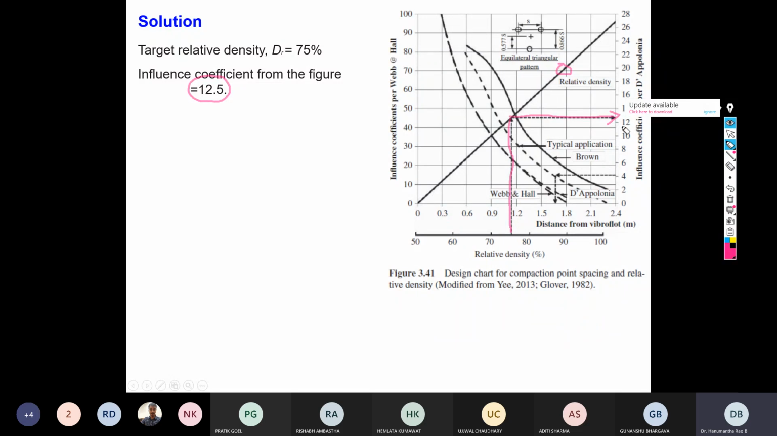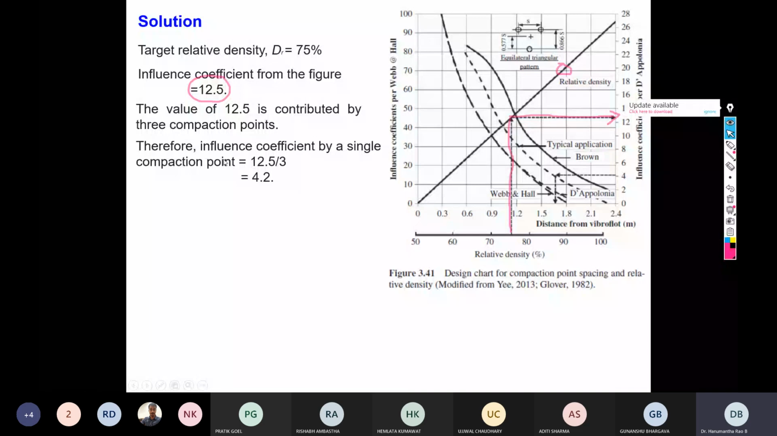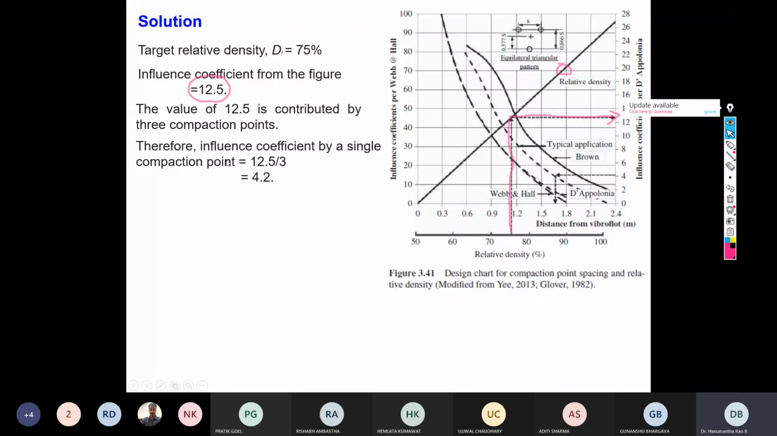But we are going to use the triangular pattern wherein three probe locations are involved. So as per the guidelines, the 12.5 shall be divided by the three probe locations. So the value of 12.5 is contributed by three compaction points. Therefore, the influence coefficient corresponding to each compaction point is 12.5 divided by three, that is 4.2.